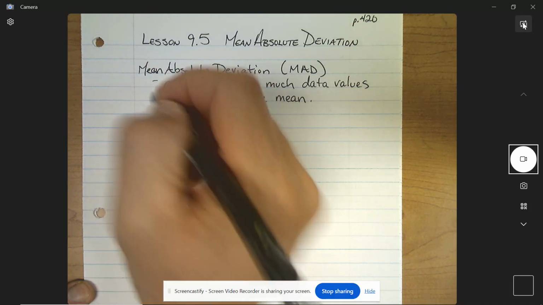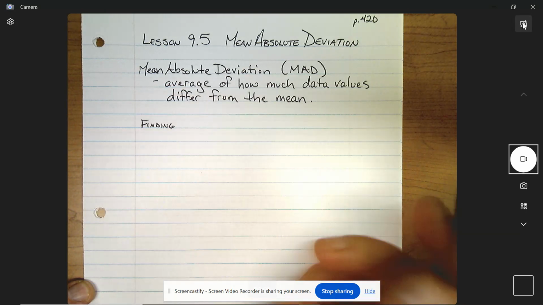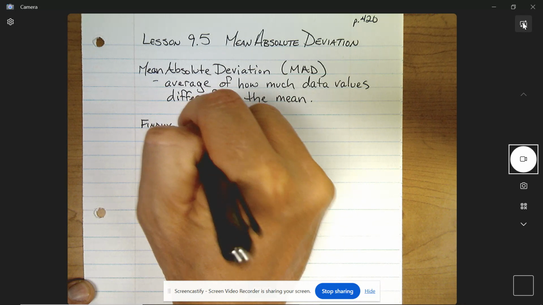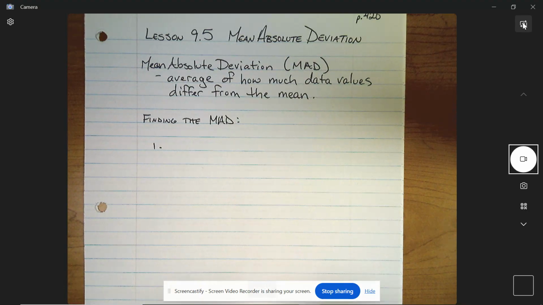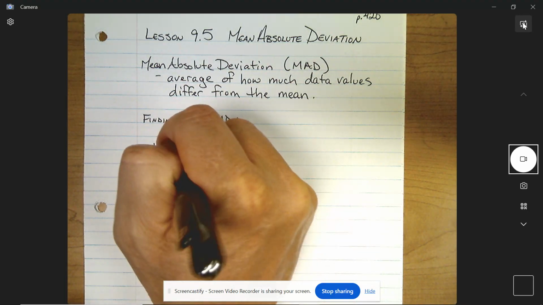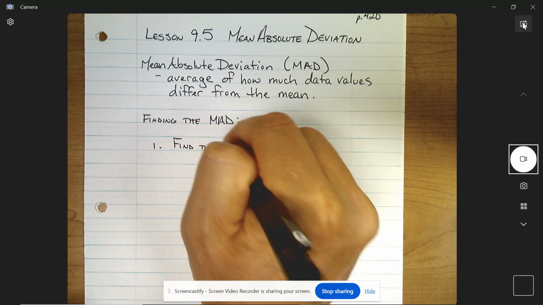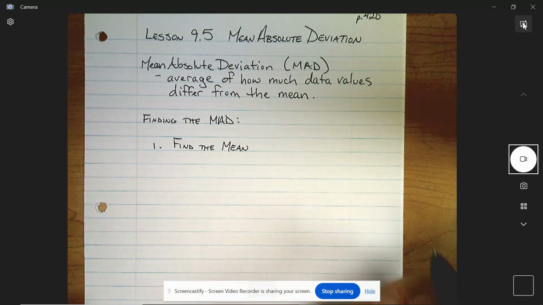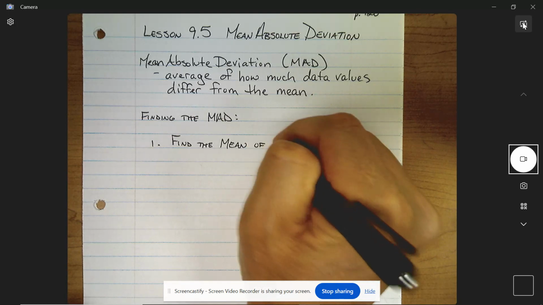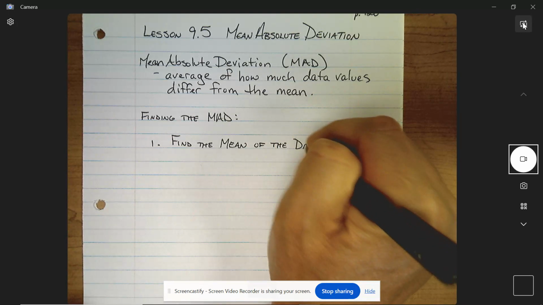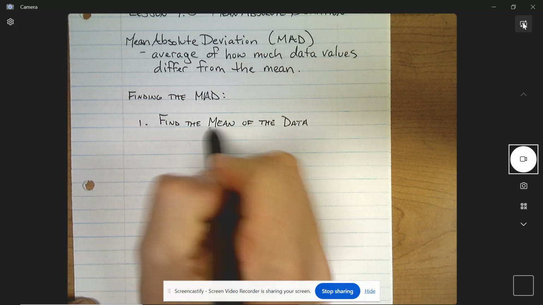Let's do it. Number 1, we have 4 different steps for finding the mean absolute deviation. 1. We're going to have a list of numbers, so we will first find the mean. You should be expert professionals at this. Add them up, divide by however many numbers there are. Find the mean of the data. Anytime you hear the word data, you just think to yourself, that just means a list of numbers. So we're going to find the mean of the data.